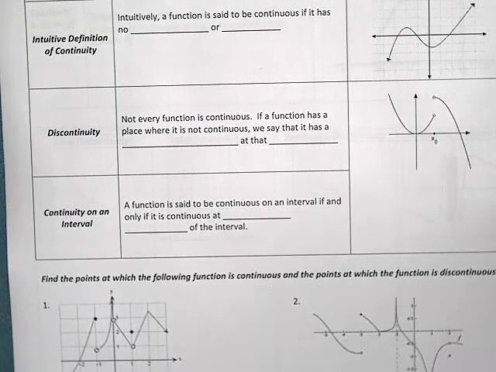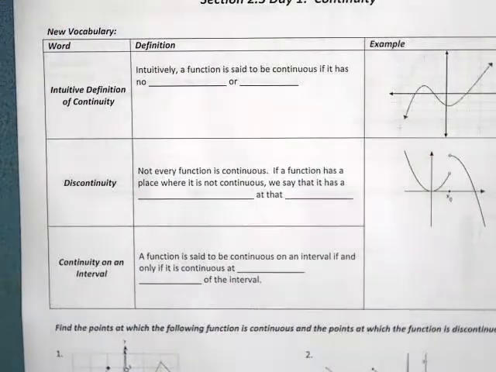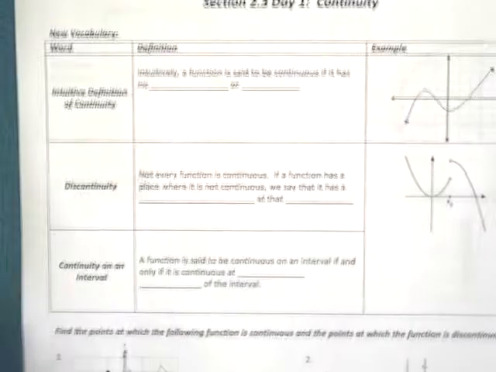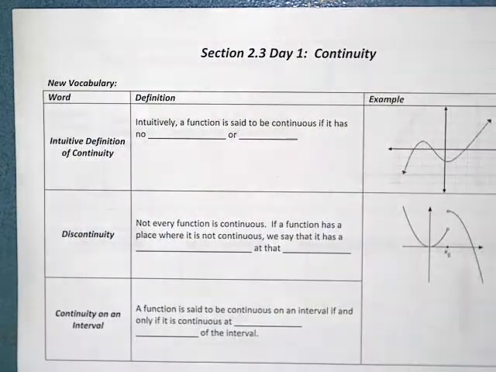So the first thing we're going to do is start talking about section 2.3, which is about continuity. What I'm going to start with is just going through some of the vocabulary that we are going to use to talk about these graphs. And then we will look at some examples where we have to actually give some information about the graph using this vocabulary.